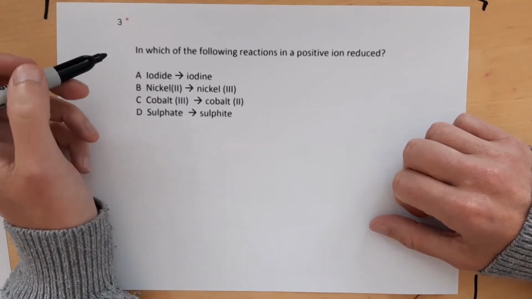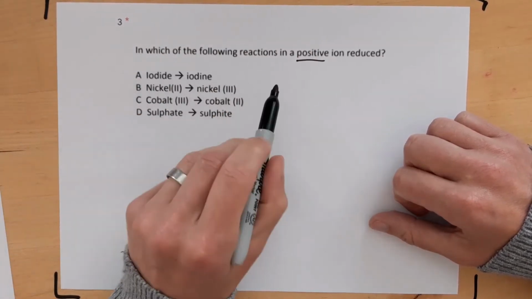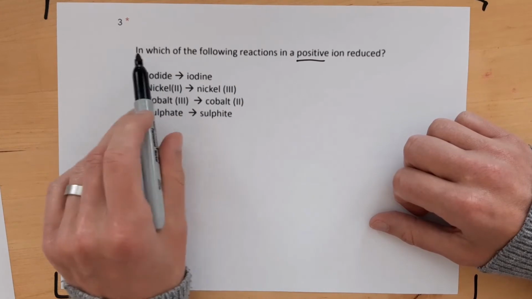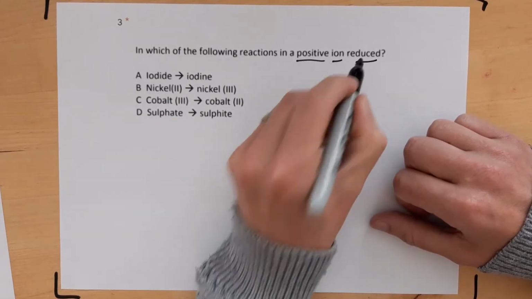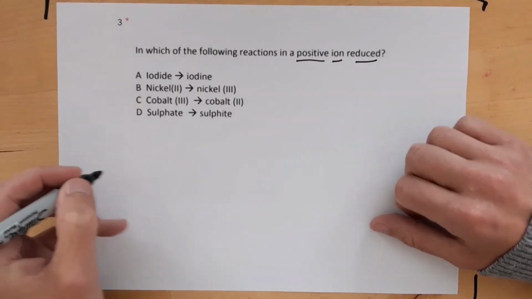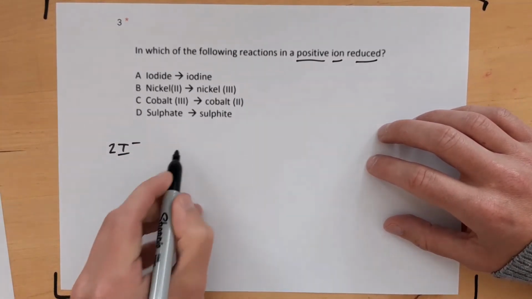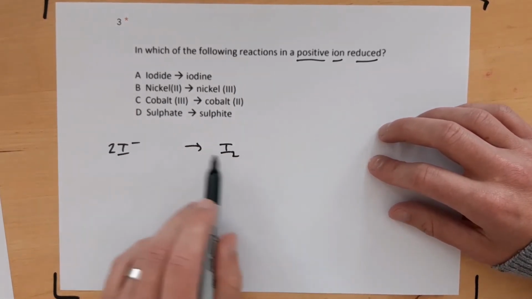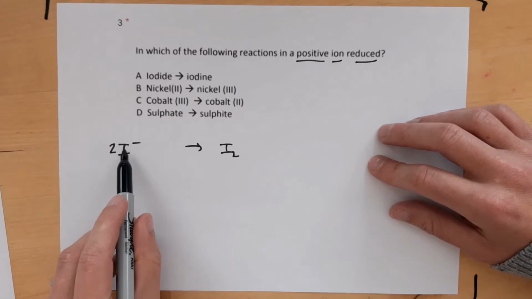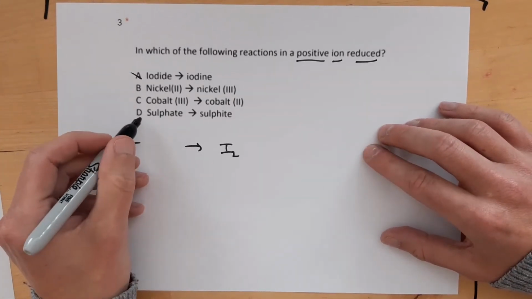So which of the following reactions is a positive ion reduced? So positive is key. One of the things that is important when you're doing questions, remember, is to underline key words. So positive and ion and reduced there. Let's have a look at iodide here. It's 2I-, and that's going to iodine, which is I2. Regardless of what's going on here, we're talking about a negative ion, so we can get rid of that straight off.